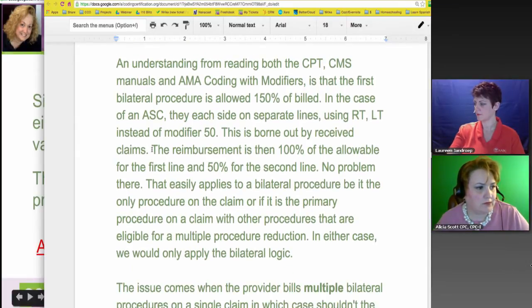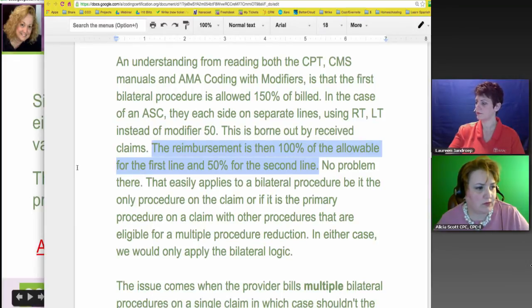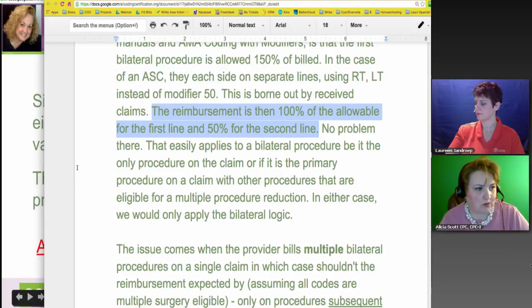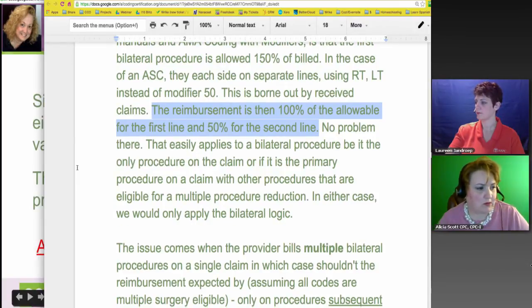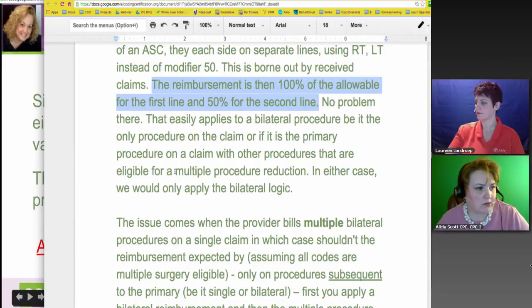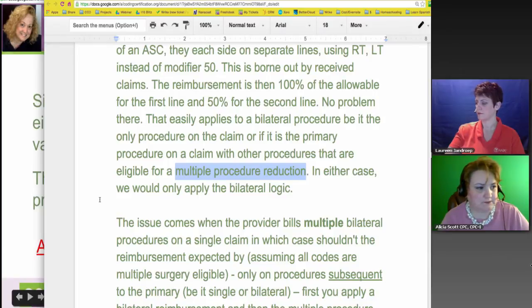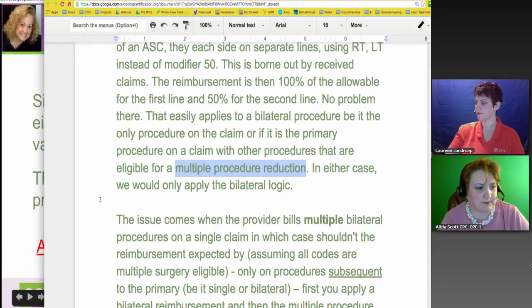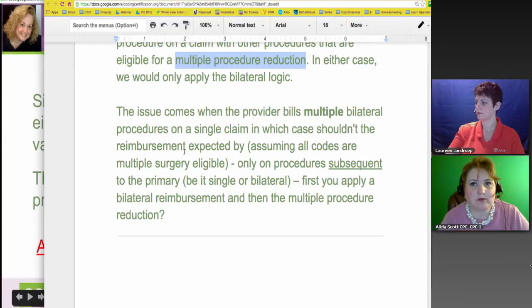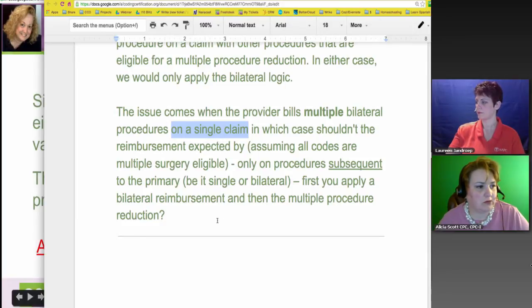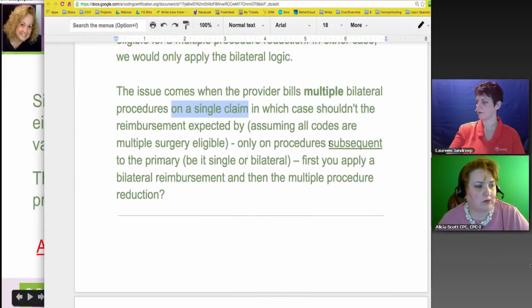That easily applies to a bilateral procedure, be it the only procedure on the claim or if it is the primary procedure on the claim with other procedures that are eligible for multiple procedure reduction. In either case, we would only apply the bilateral logic. The issue is when the provider bills multiple bilateral procedures on a single claim, in which case shouldn't the reimbursement expected be only on procedures subsequent to the primary, whether it's a single or bilateral. First you apply the bilateral reimbursement, and then you apply the multiple procedure reduction.